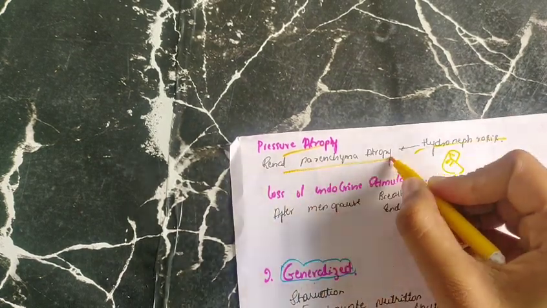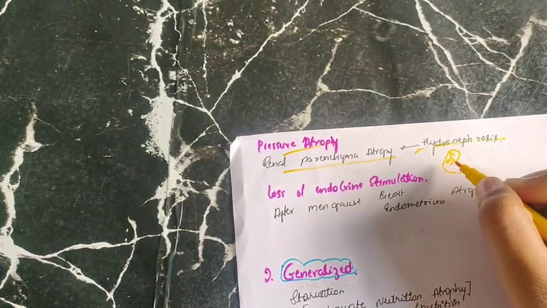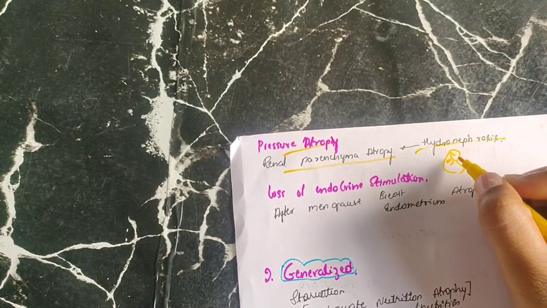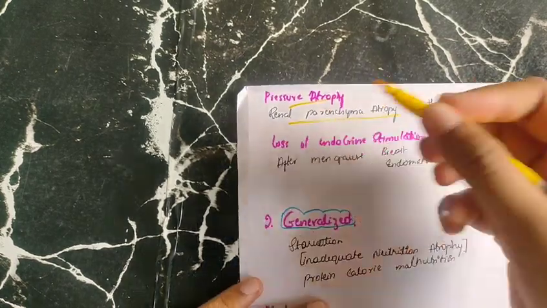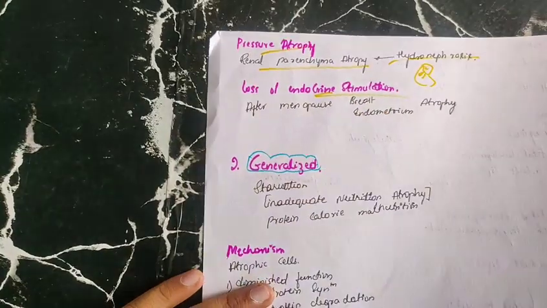This is called renal parenchymal atrophy. The renal parenchyma is the normal tissue in the kidney. The renal parenchyma undergoes atrophy. This is a pressure atrophy. And then there is loss of endocrine stimulus.